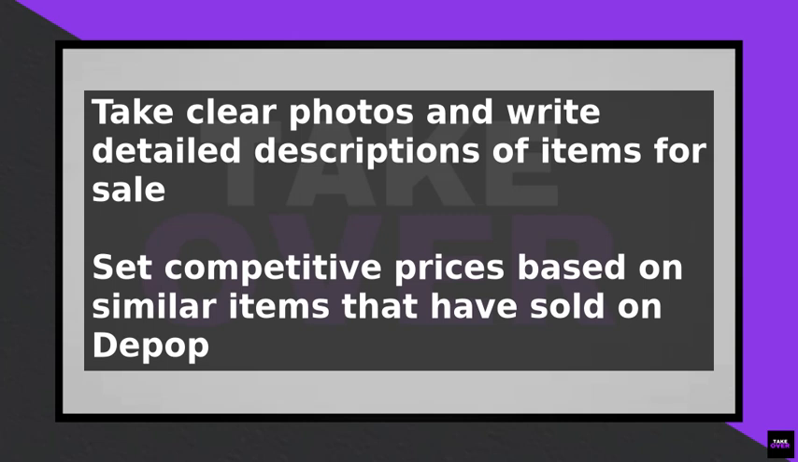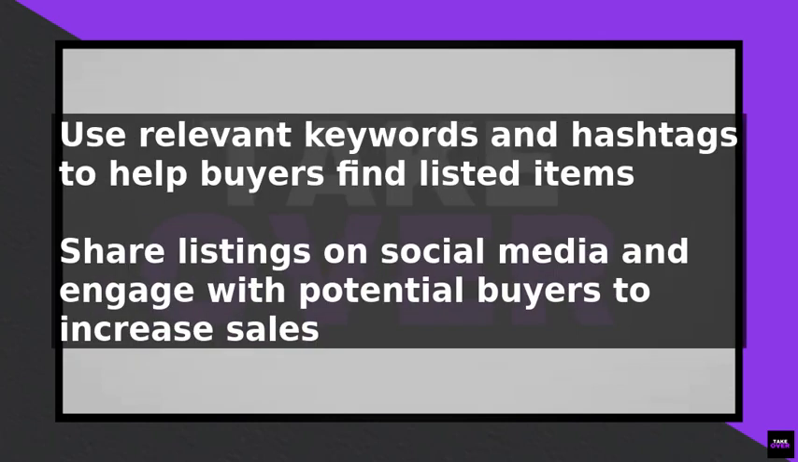To process a sale, you will need to agree on a price with the buyer and arrange for shipping. Depop offers a range of shipping options, including tracked and untracked shipping. You can also use Depop's payment system to receive payment from the buyer.